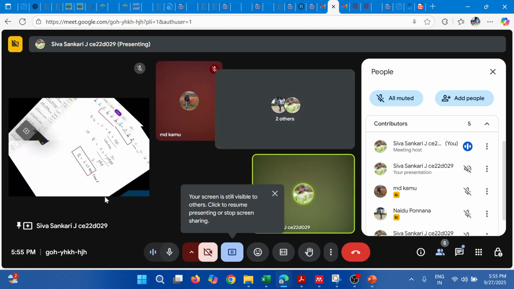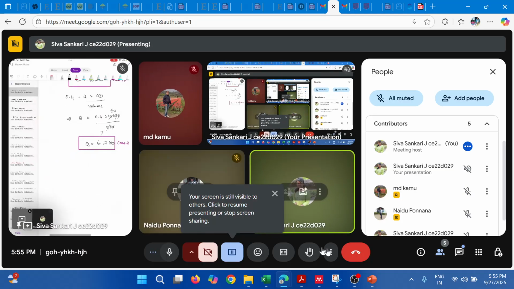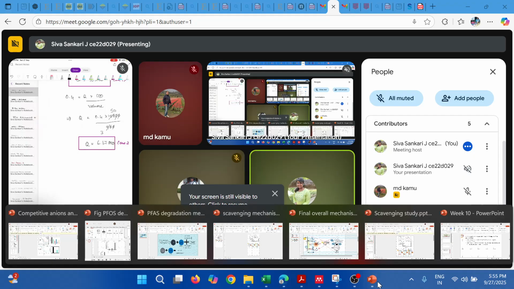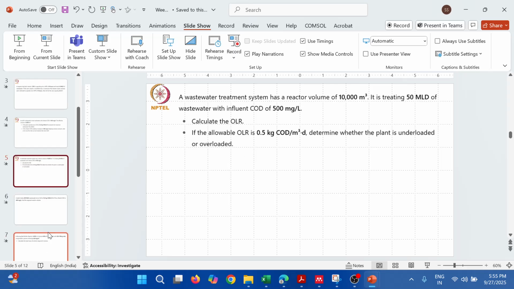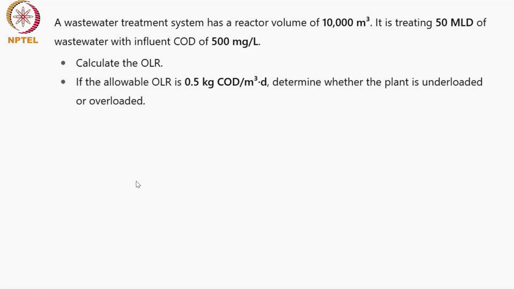Now let's move to the next problem. Okay. This is also similar to that. I think you can solve it yourselves. Similarly, I will give some time. I will also solve. Then we can discuss the answer. Okay. Is my screen visible? Yeah. Okay. Fine.